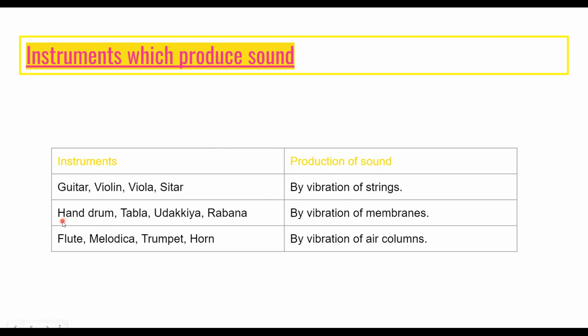The next set of instruments are hand drum, tabla, udakia, and rabana. These are types of drums. They have membranes, so their sound is produced by the vibration of membranes. And flute, melodica, trumpet, and horn produce sound by vibration of air columns.